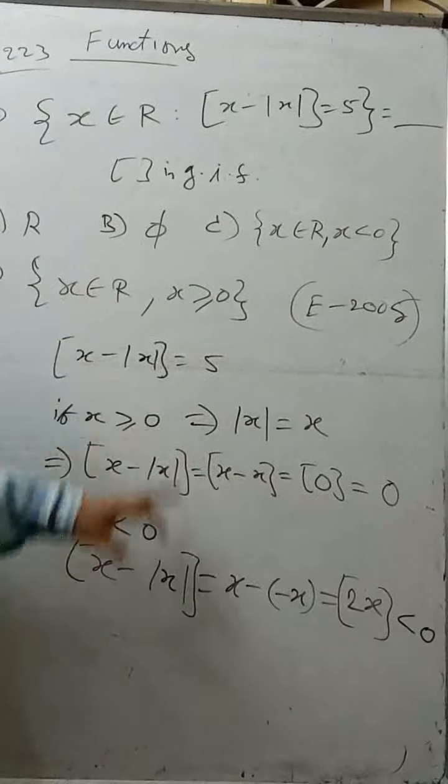It is either 0 or less than 0, R but not equal to 5. So the set which satisfies the given condition is the null set.